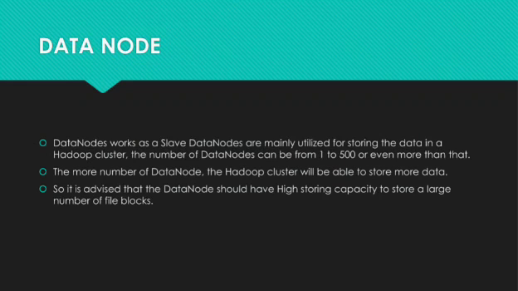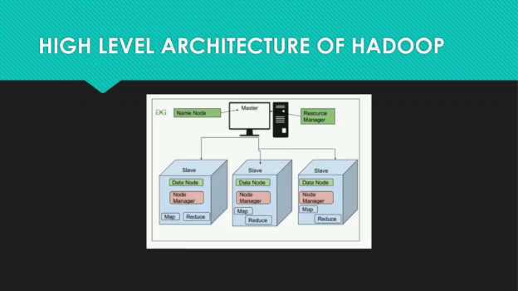Data node. Data node works as a slave. Data nodes are mainly utilized for storing the data in a Hadoop cluster. The number of data nodes can be from 1 to 500 or even more than that. The more data nodes, the more data the Hadoop cluster will be able to store. So it is advised that the data node should have high storage capacity to store a large amount of data.